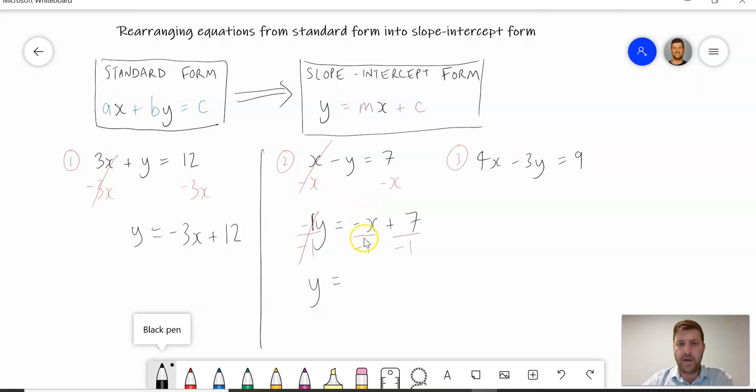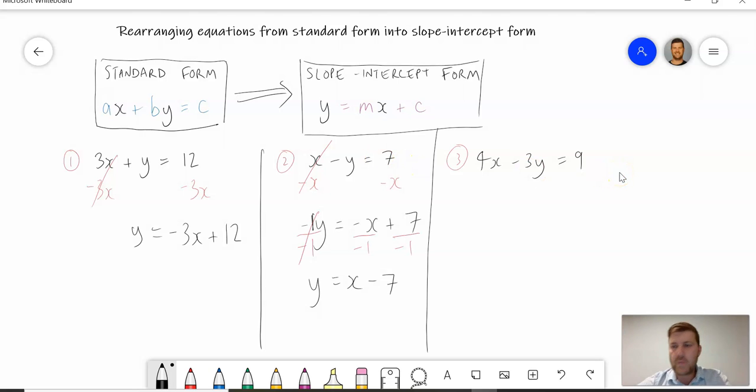A minus divided by a minus is a positive. x divided by 1 is still x. And positive 7 divided by minus 1, positive divided by negative is a minus. 7 divided by 1 is 7. So y equals x take 7 is my slope-intercept form of this original equation.